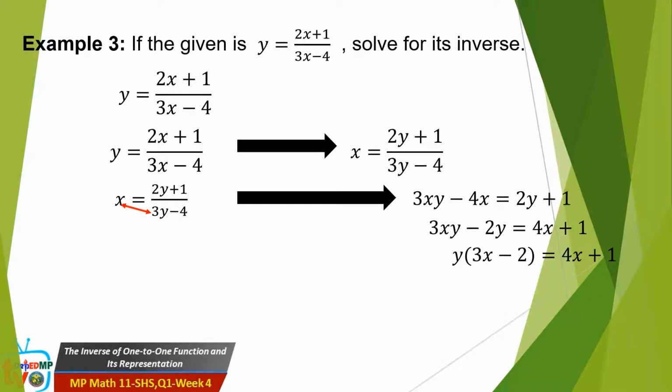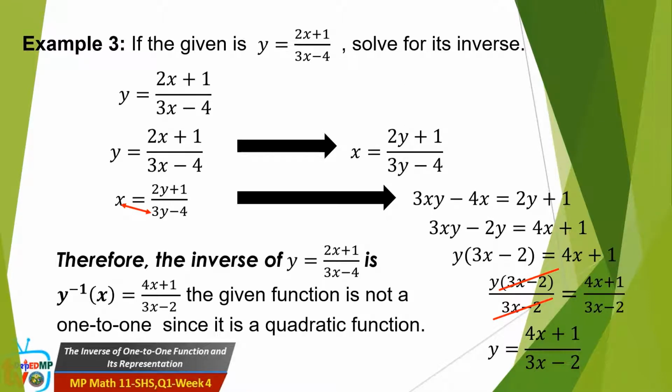And there, you have to cancel out the quantity 3x minus 2. And y now is equal to 4x plus 1 over 3x minus 2. Therefore, the inverse of function y, which is 2x plus 1 over 3x minus 4, is 4x plus 1 over 3x minus 2. This function is not a one-to-one function because this is a quadratic function.